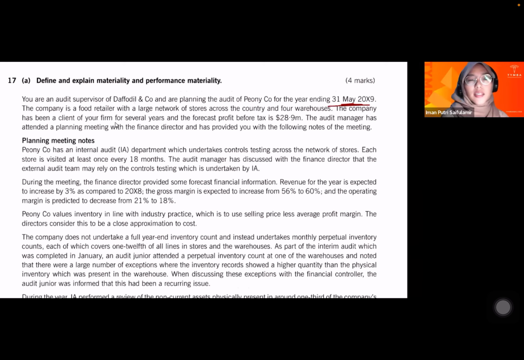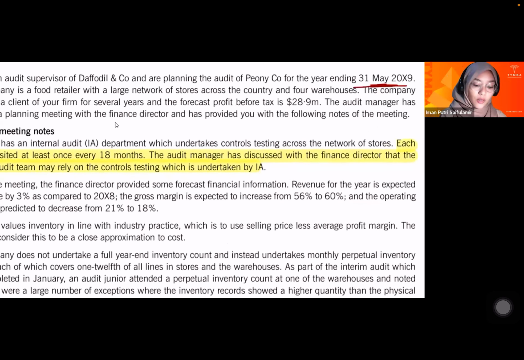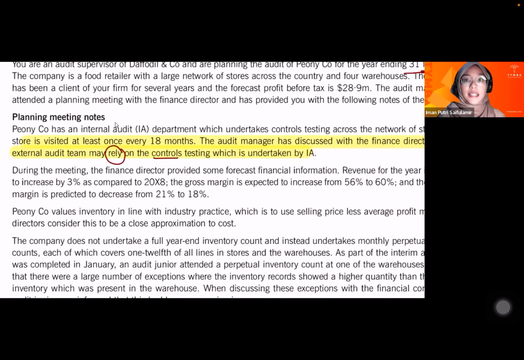Each store is visited at least once every 18 months. The audit manager has discussed with the FD that the external audit team may rely on the controls testing, which is undertaken by IA. Okay, so this is the first audit risk here. When we are considering whether we can rely on the controls or not, there are some things that we have to take into consideration.